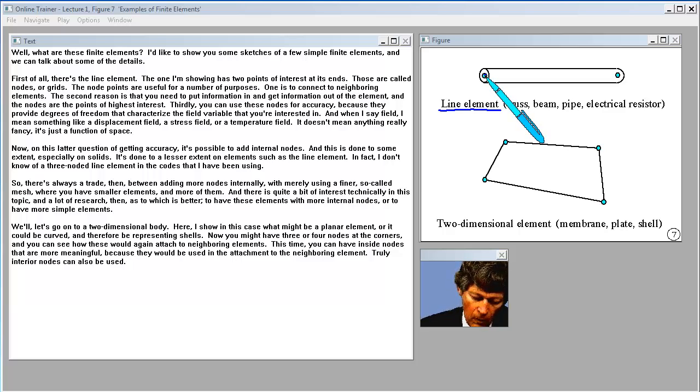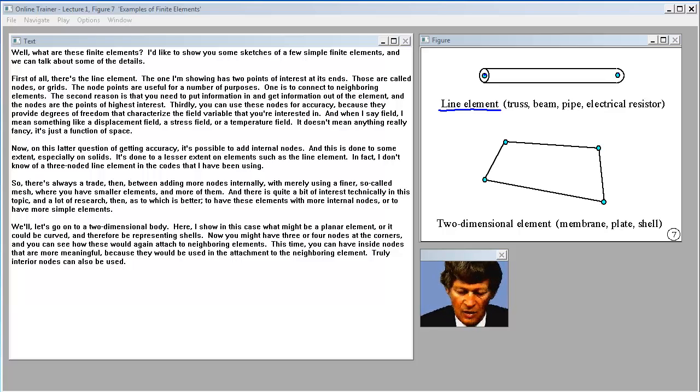The node points are useful for a number of purposes. One is to connect to neighboring elements. The second reason is that you need to put information in and get information out of the element, and the nodes are the points of highest interest. Thirdly, you can use these nodes for accuracy because they provide degrees of freedom that characterize the field variable that you're interested in. And when I say field, I mean something like a displacement field, a stress field, or a temperature field. It doesn't mean anything really fancy. It's just a function of space.